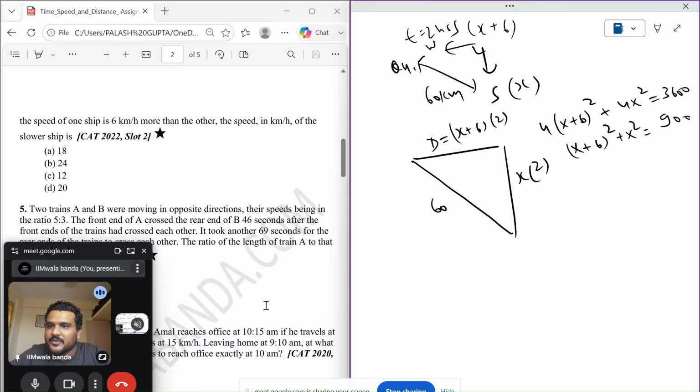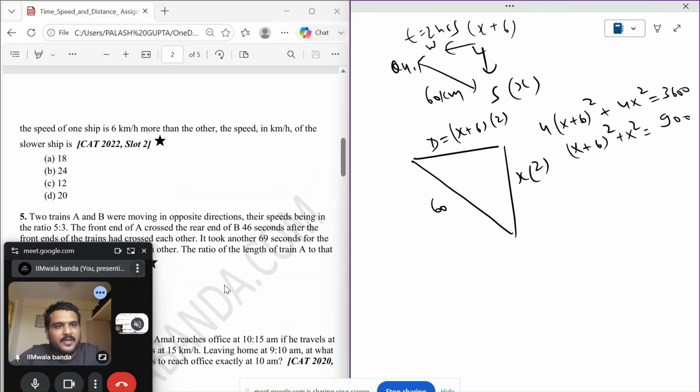Let's look at the options also. We need x. I can also substitute. I don't need to really calculate. Let's put x as 18. So this will become 24 square plus 18 square. I know 4 square last digit will be 6, 8 square last digit will be 4. So yeah, A can be true. Can be true. Let's eliminate.